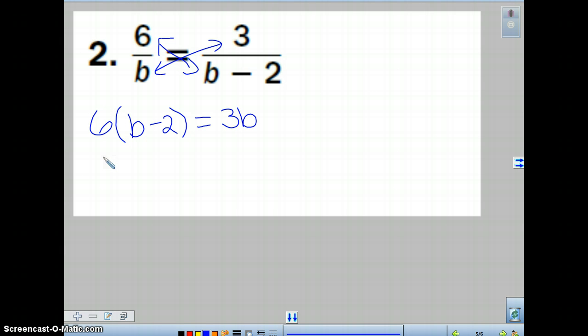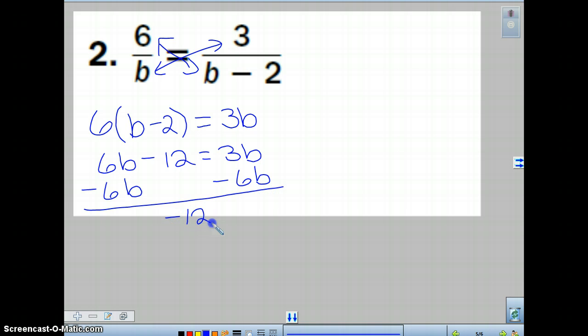So if we distribute this out, 6b minus 12 equals 3b. Okay. Next step, we have our b isolated over here, and there's no constants, or there's no numbers with it. So I'm going to move this one over there. Normally I would want to keep it positive, but in this case I'm just going to move it over there. So I'm going to go minus 6b, minus 6b. And I'm left with negative 12 equals negative 3b. Next step, divide by negative 3, divide by negative 3.